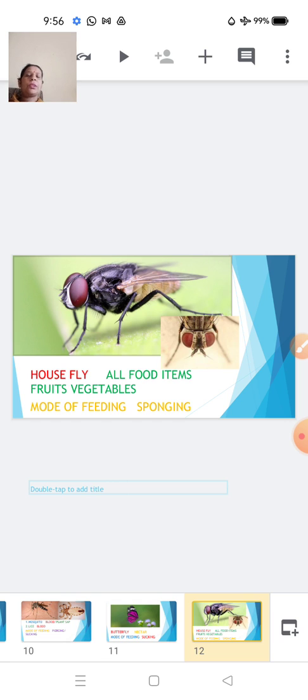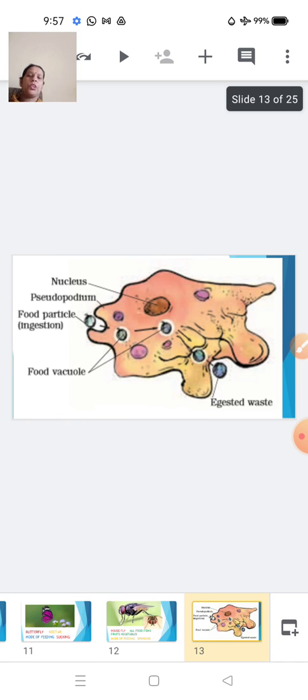These organisms feed on all the food items, especially the fruits and vegetables, or any food item that is left open in the air, either in our home. And their mode of feeding is sponging. As I was just talking of a unicellular organism, which is your amoeba, children, they have finger-like projections called the pseudopodia. With the help of these pseudopodia, they are able to capture the food and digest it.